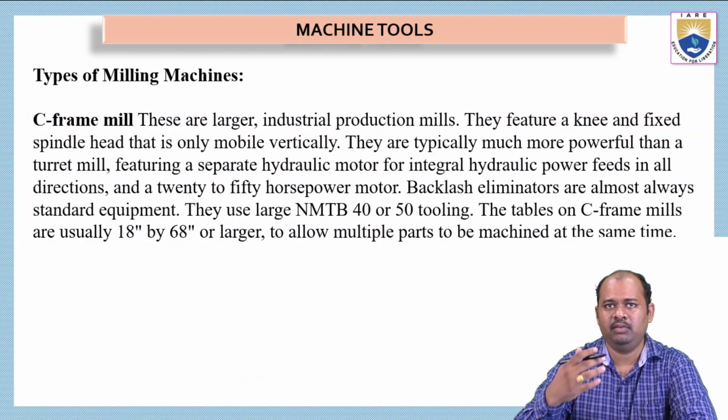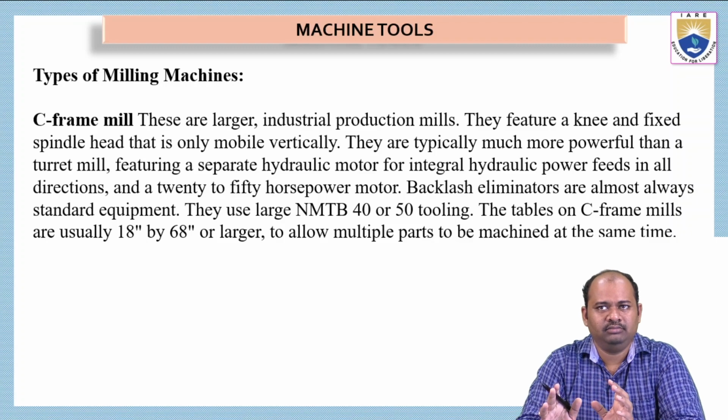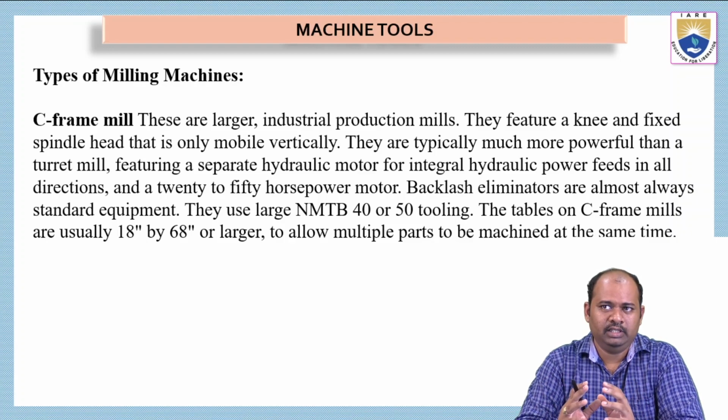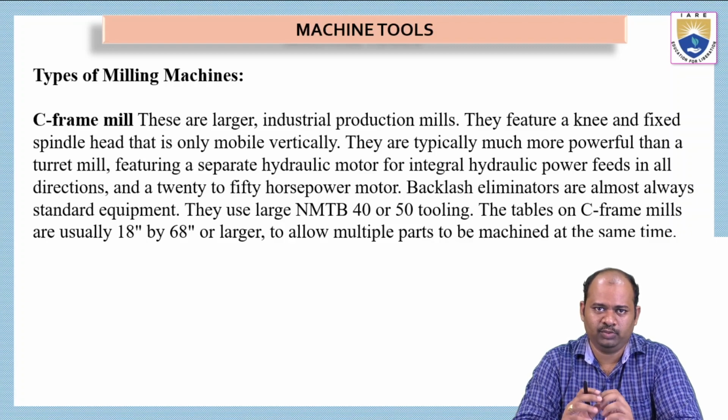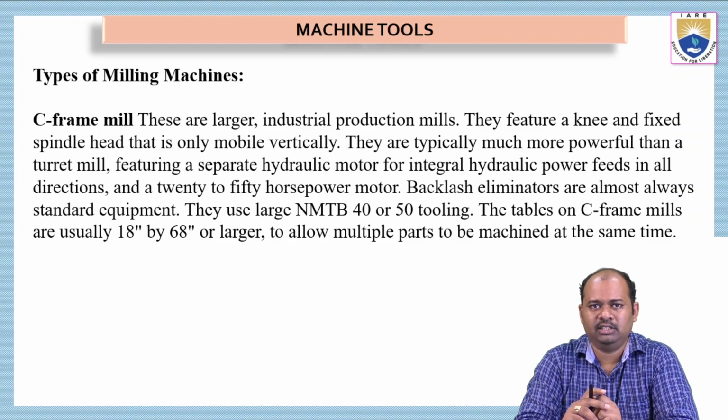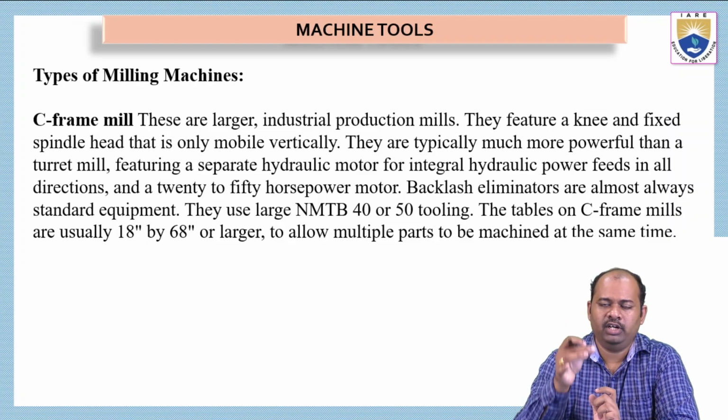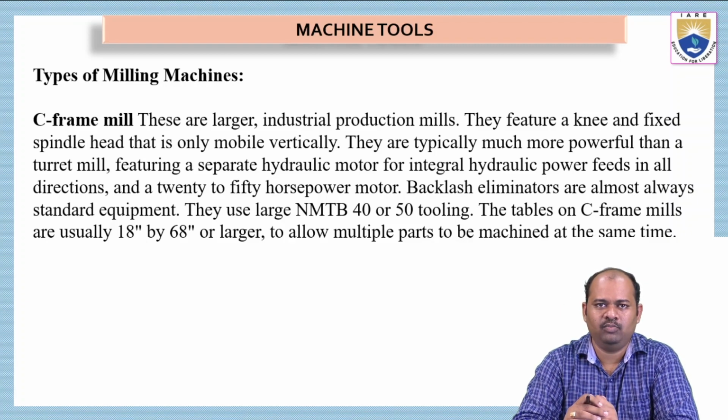And then we have the C frame milling machine. These are very large milling machines, like industrial production mills. They feature a knee and a fixed spindle head. That means the spindle is fixed and only mobile vertically. The spindle has only vertical motion, it can move up and down, but it cannot move in any other direction. So this is a knee and fixed spindle type of mill.